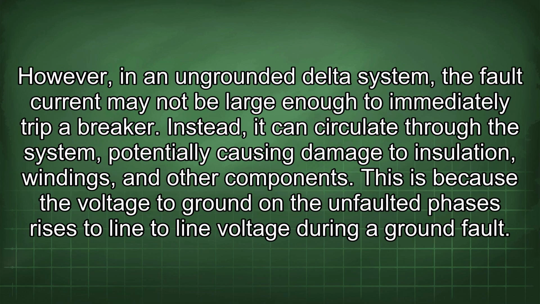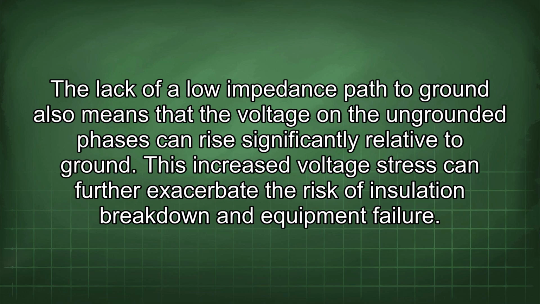However, in an ungrounded delta system, the fault current may not be large enough to immediately trip a breaker. Instead, it can circulate through the system, potentially causing damage to insulation, windings, and other components. This is because the voltage to ground on the unfaulted phases rises to line voltage during a ground fault. The lack of a low impedance path to ground also means that the voltage on the ungrounded phases can rise significantly relative to ground. This increased voltage stress can further exacerbate the risk of insulation breakdown and equipment failure.